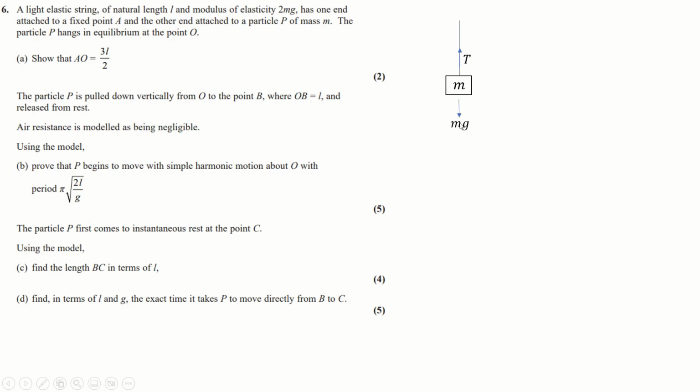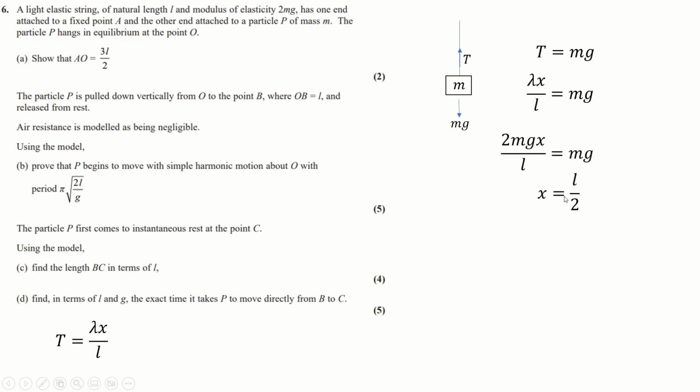We have T minus mg equals ma, where a is 0, so therefore T just equals mg. Of course, tension by Hooke's law is this thing, so we'll put that in. Lambda is this, so we'll put that in. The natural length is just L, so we'll put all that in. The mg's cancel, and we have x is L over 2. So the string is already at natural length L, plus L over 2 gives us a distance of 3L over 2 to our resting point here.